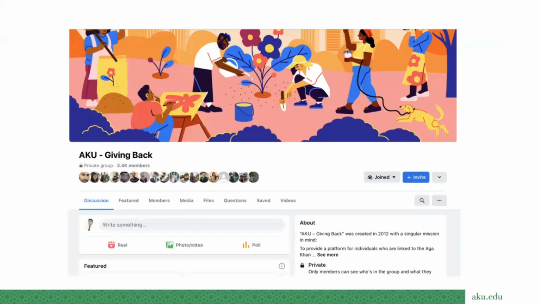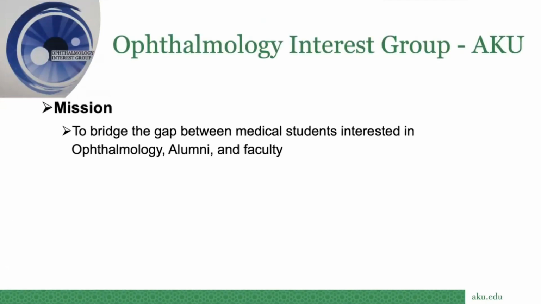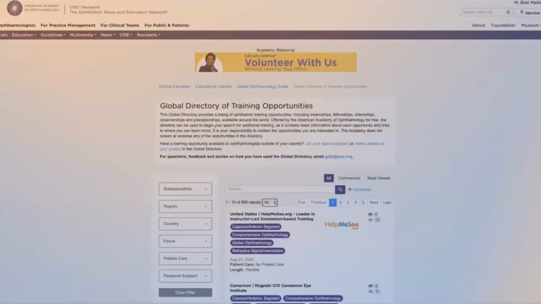This is one example of our AKU alumni network. They help us connect with other individuals. And this is only for AKU, but otherwise, I will share other resources as well. This is an example of our ophthalmology interest group of medical students, where we try to bridge the gap between students and alumni and faculty for them to create a path for themselves.